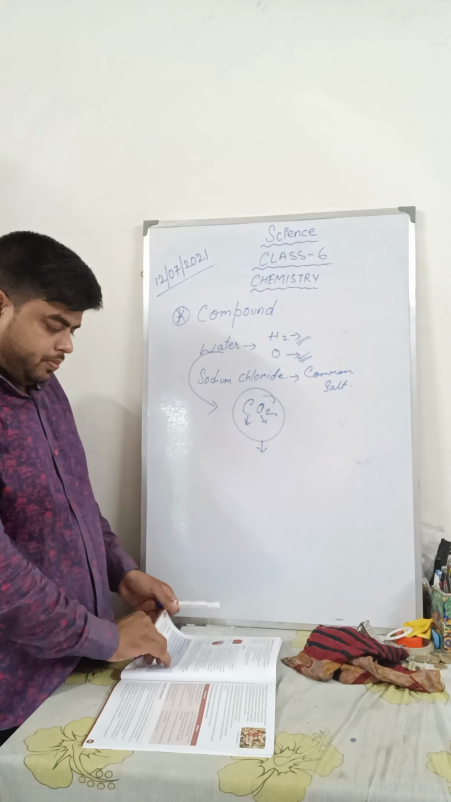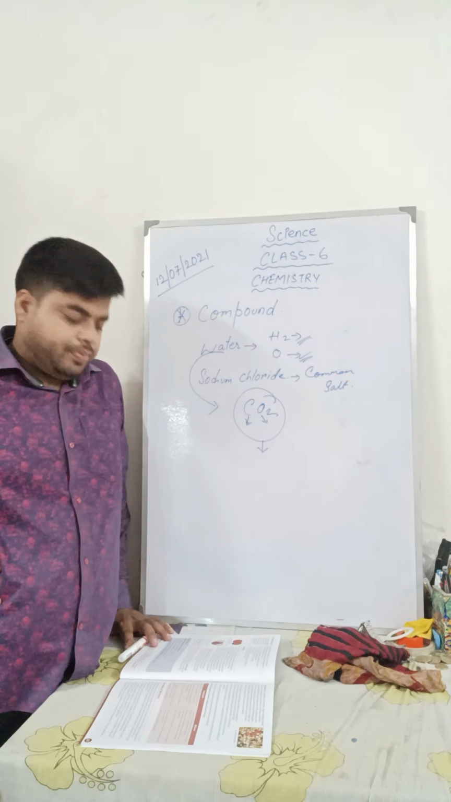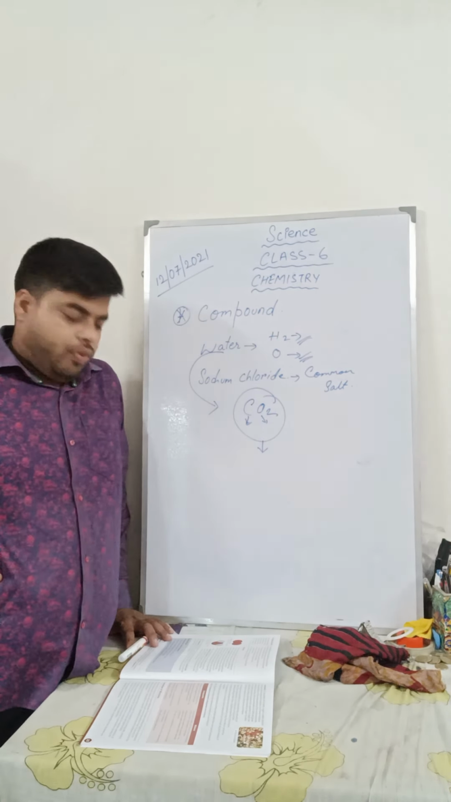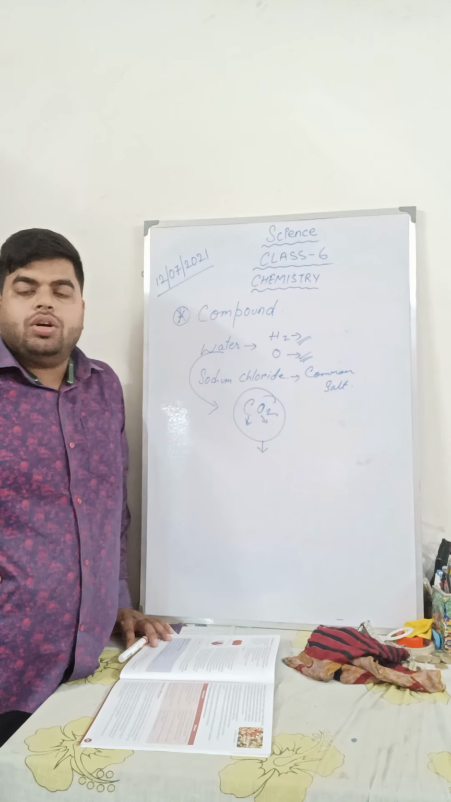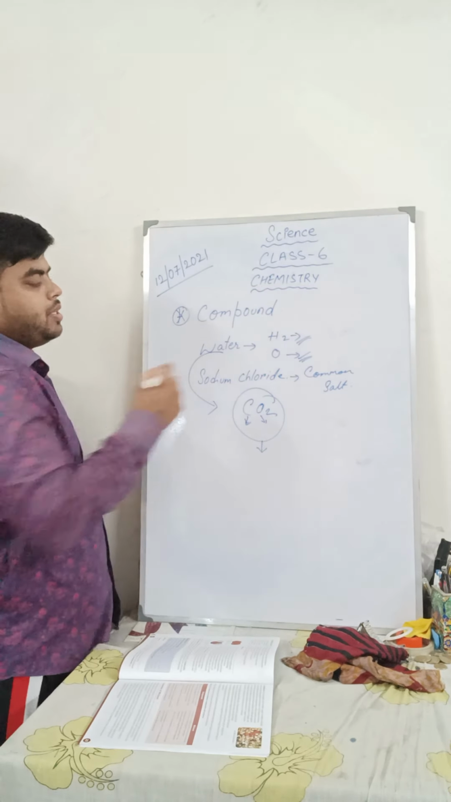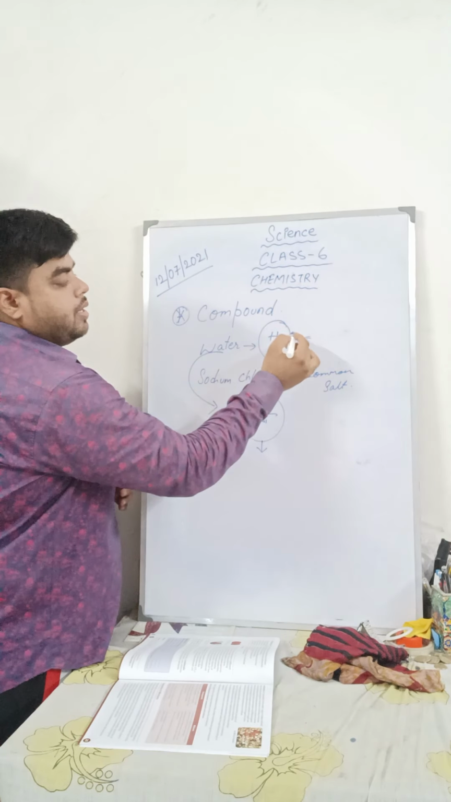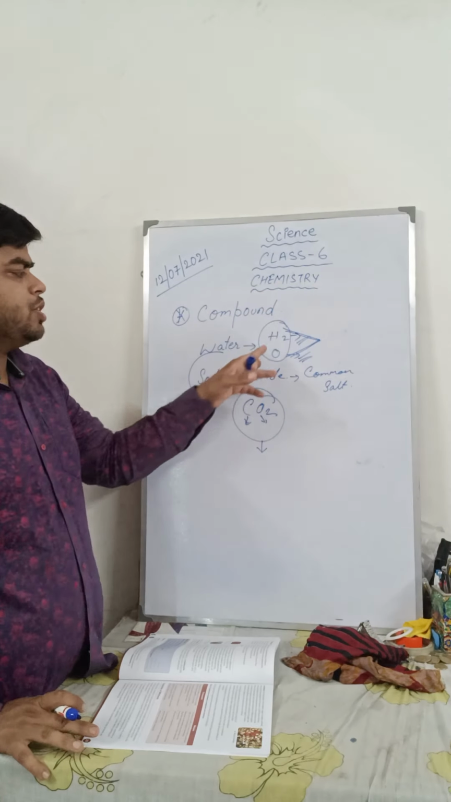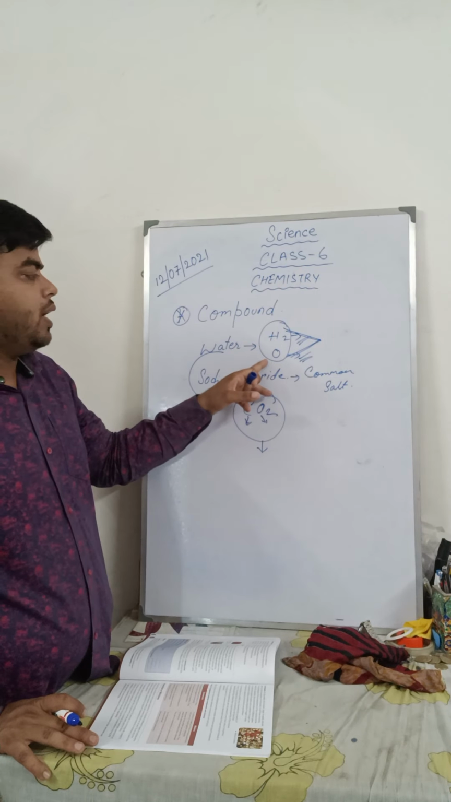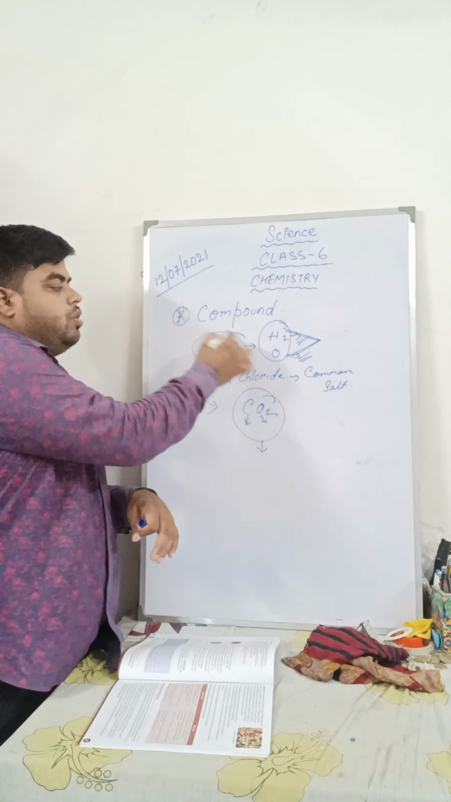Next, what are the characteristics, what are the features of a compound? Number one, compounds are formed when two or more elements combine chemically in a fixed ratio. I have already told you, when two elements combine, they mix in a fixed ratio. That means two atoms of hydrogen and one atom of oxygen. This is the fixed ratio to form one molecule of water.